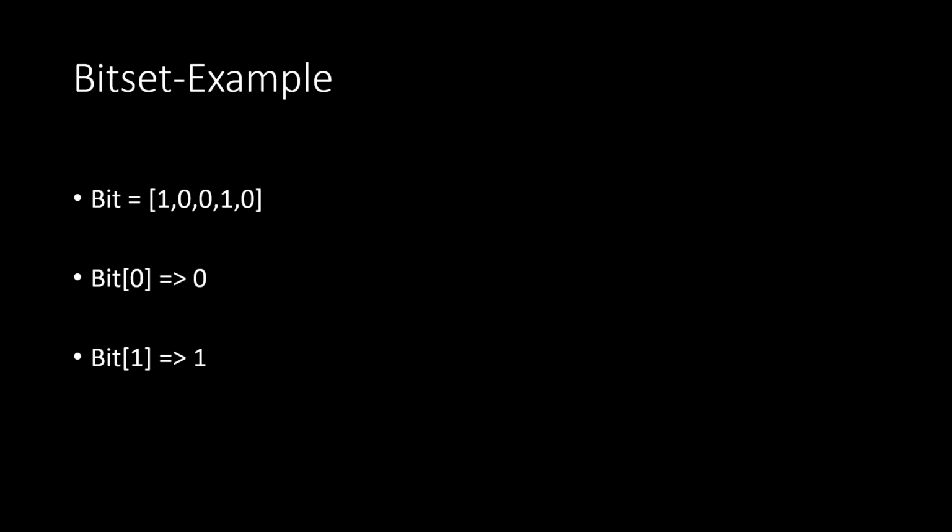So let's see the example. Consider this Bitset value, 10010. If you try to access the 0th index, it will give 0, because the index starts from right to left. So the 0th bit is 0. Next, if we try to access the first bit, it will give 1.